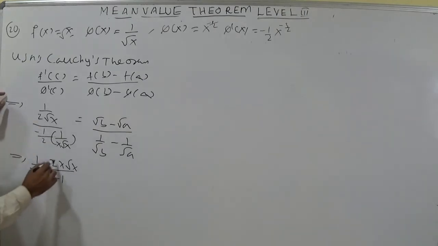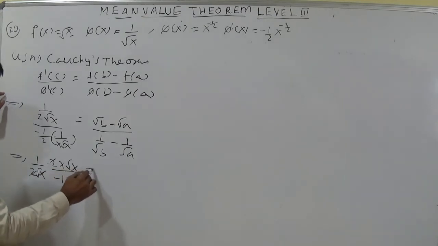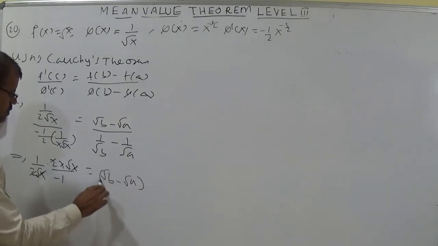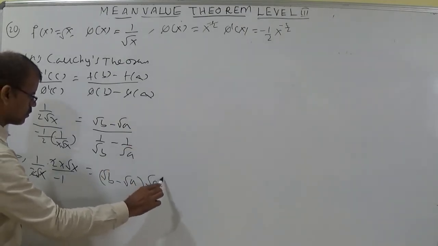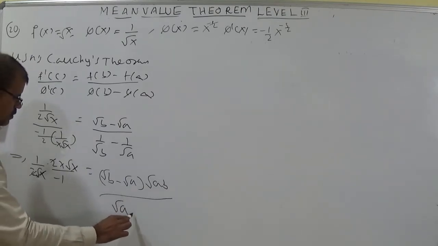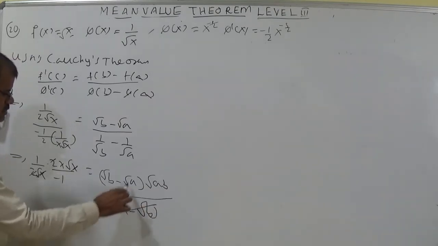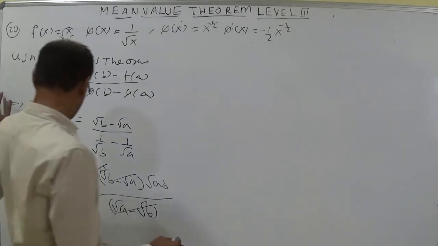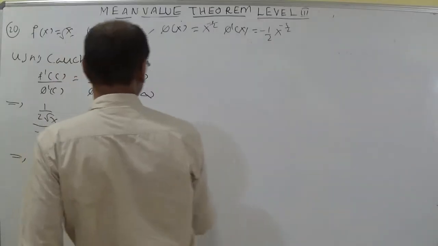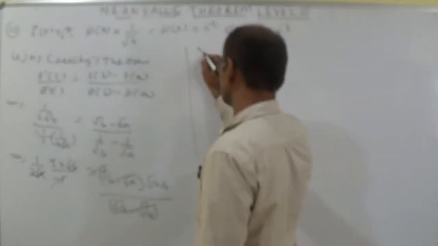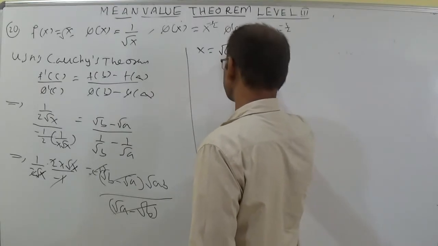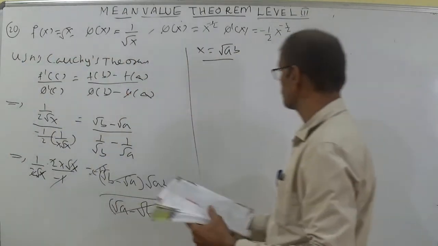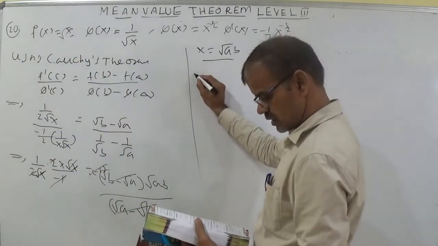Taking that side, 2 gets cancelled, root x gets cancelled, is equal to, now you can say minus root b minus root a into, taking root ab in the numerator, you can write here root a minus root b. This will get cancelled as minus 1 times. This minus 1, this minus 1 get cancelled. Here root x, root x also got cancelled. Therefore x is equal to root ab, or a, b, x are in GP. Here simply given as x is equal to root ab, third option.